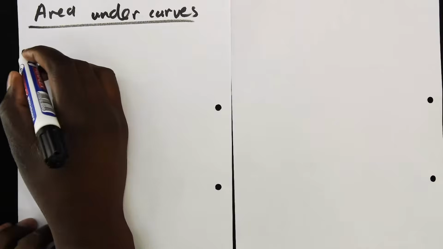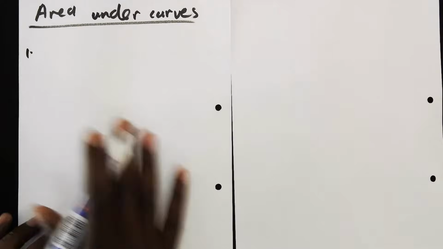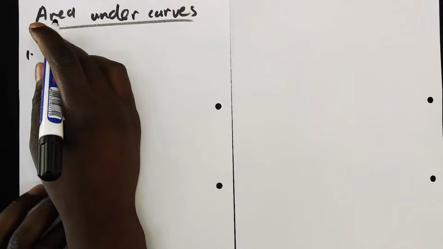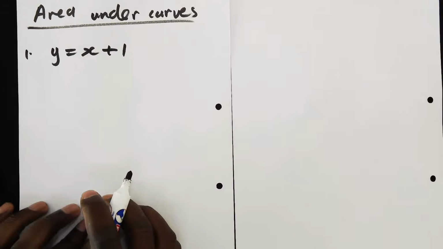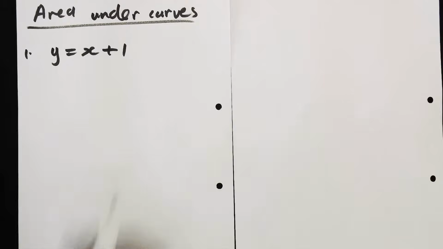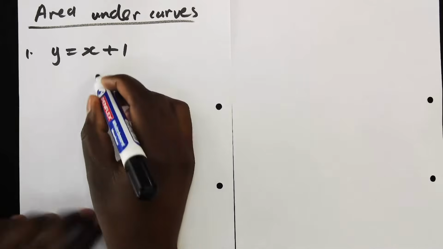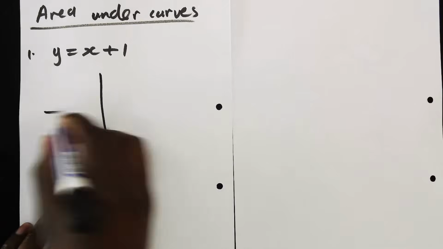Let's say for example number 1, it says we need to sketch the graph of y equals x plus 1. In the exam and test, you'll be asked to first sketch the graph. Number 2, you have to shade the area and show a representative strip. Therefore, you'll calculate the area in number 3. So now we want to sketch the graph. That's the first question you answer.